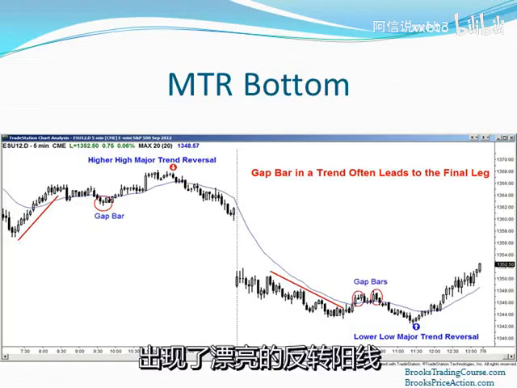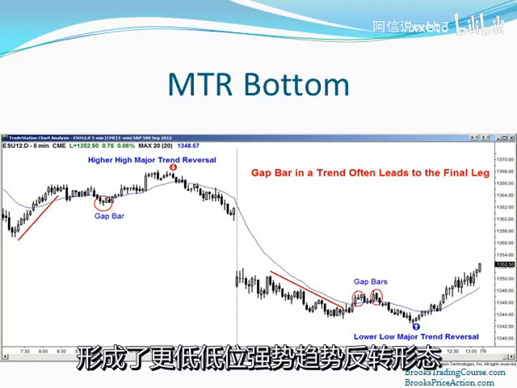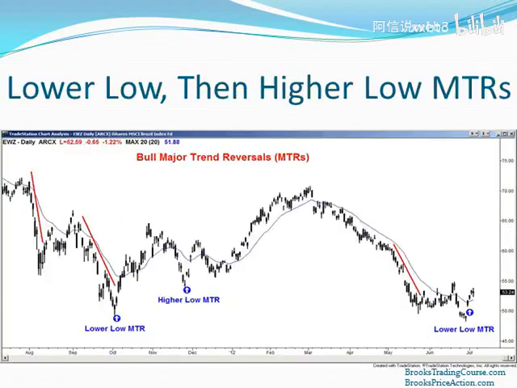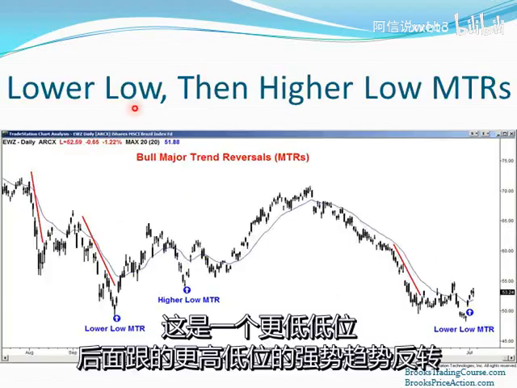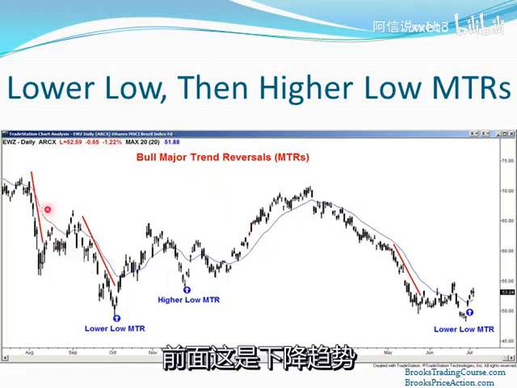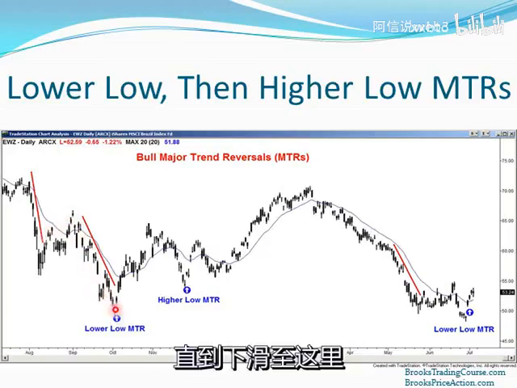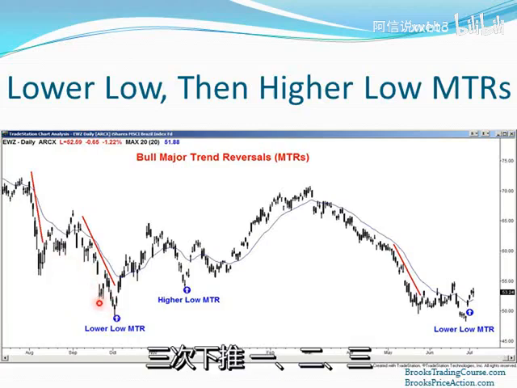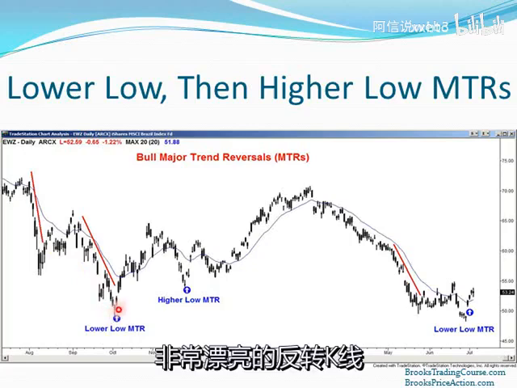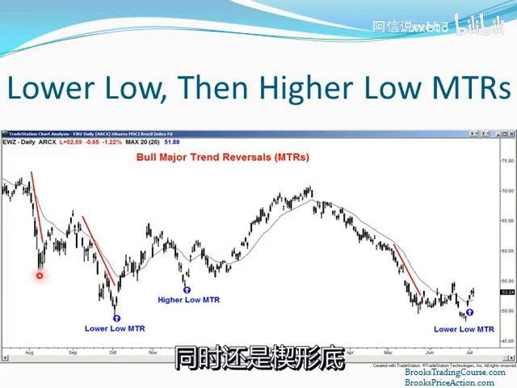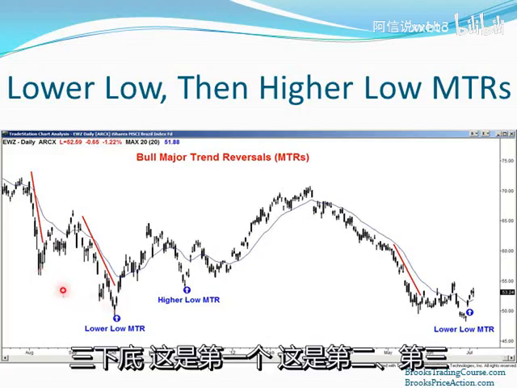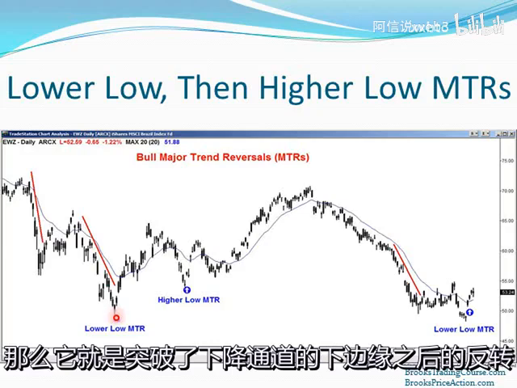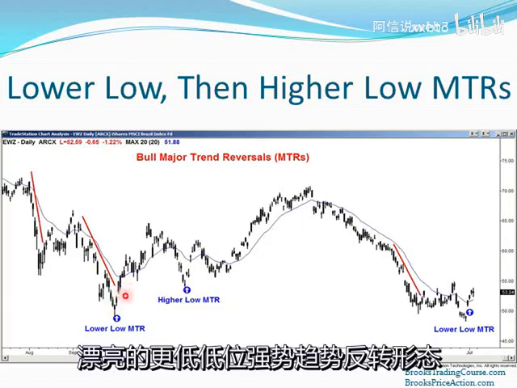And then at the bottom, there's a decent bull reversal bar forming a lower low major trend reversal. Here's a lower low and then a higher low major trend reversal. We get a bear trend, it breaks the trend line, with no good reversal until we get all the way down here. It's actually a wedge lower low, 3 pushes down, 1, 2, 3, and a decent reversal bar, especially after a potential final flag. Also a wedge bottom using this low, 1, 2, 3. If you use this low, this is a break below the bear trend channel line and a reversal up. So it's a decent lower low major trend reversal.